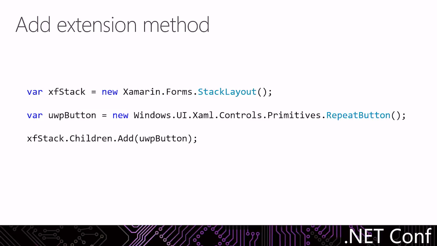There's an add method on the Xamarin Forms stack. So you see a stack layout. We're making a UWP button. This is actually a repeat button. It's a unique control to UWP. But we're adding that right to the stack layout. And that's because that extension method is actually wrapping it in a Xamarin Forms definition. And so that's the magic of Xamarin Forms, being able to pull these in.